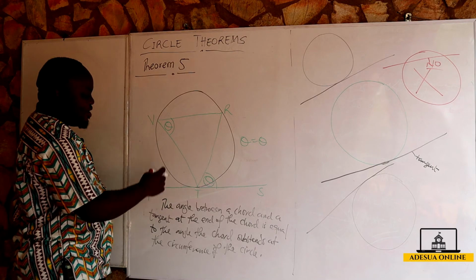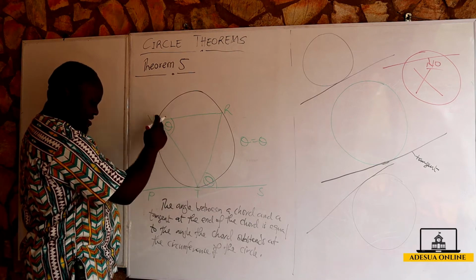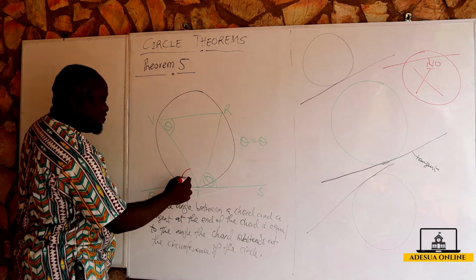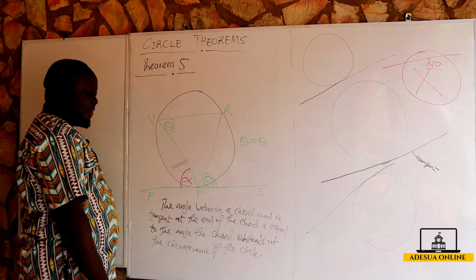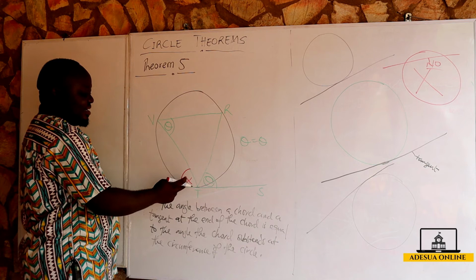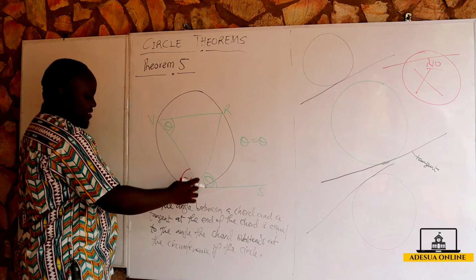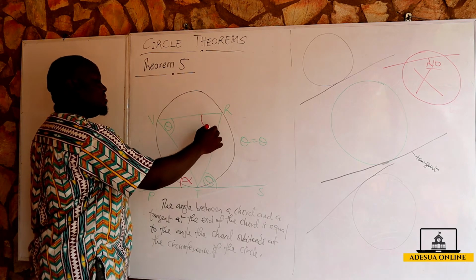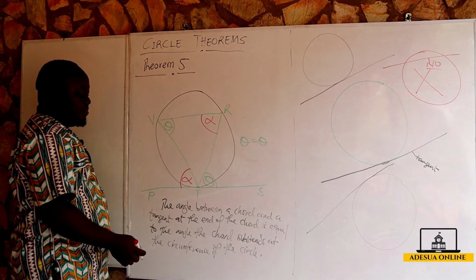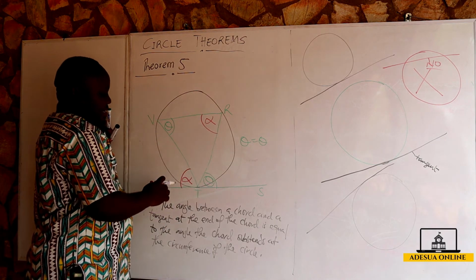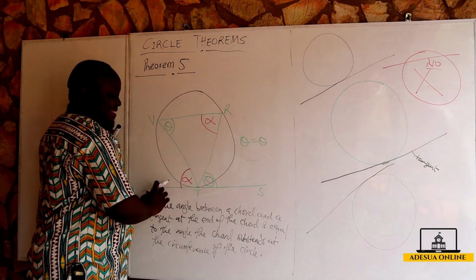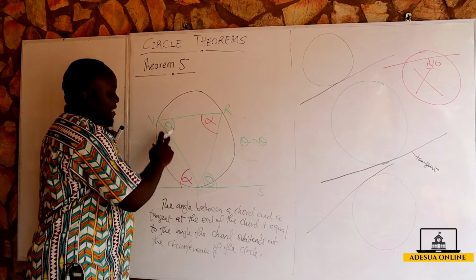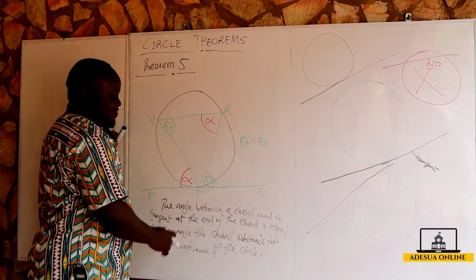Again, the angle between this chord VT and this tangent is also the angle alpha. If this chord VT subtends an angle at the circumference, it means this angle is also alpha, because the angle between a chord and a tangent is equal to the angle this chord subtends at the circumference of the circle.